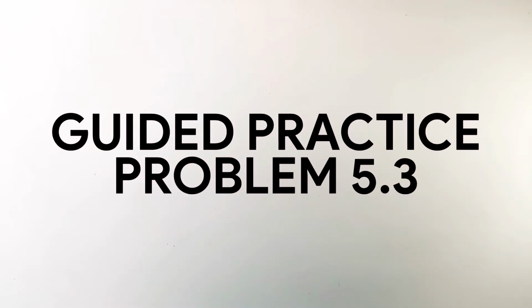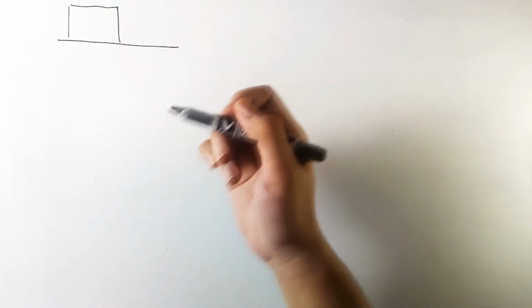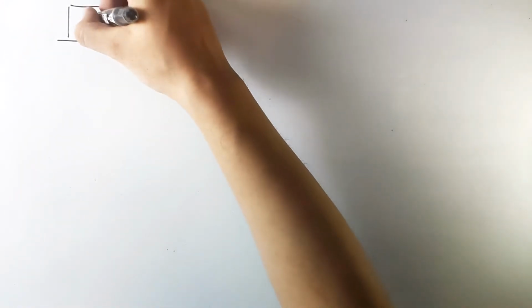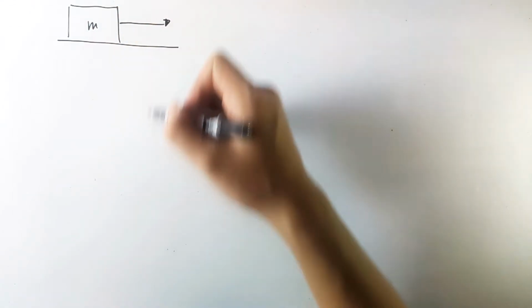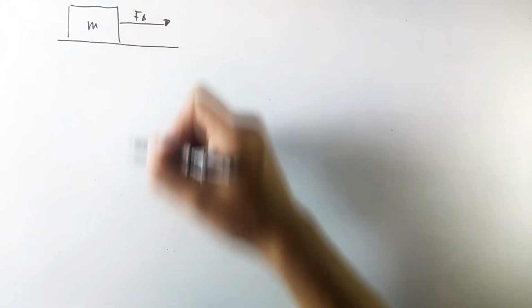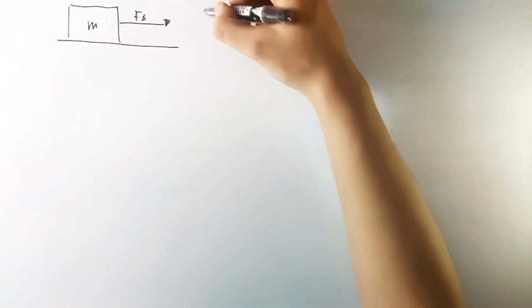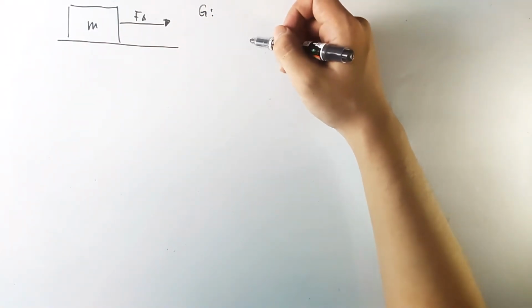Alright, so for our third problem, according to it, we have a box sliding on a frictionless surface. Here's our box, which has a certain mass and is moved on a frictionless surface. This will be our applied force. So that's it.